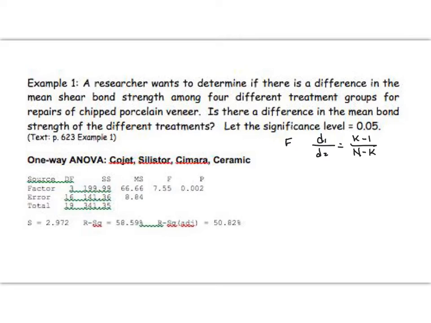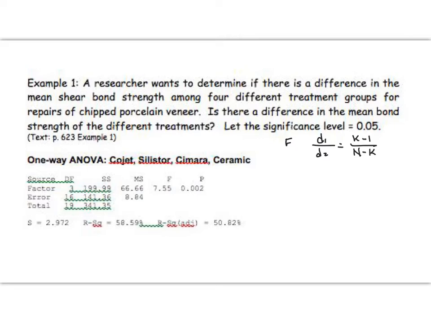So we have a researcher who wants to determine if there's a difference in mean shear bond strength among 4 different treatment groups for repairs of chipped porcelain veneer. God, I hate when that happens. Is there a difference in the mean bond strength of the different treatments?